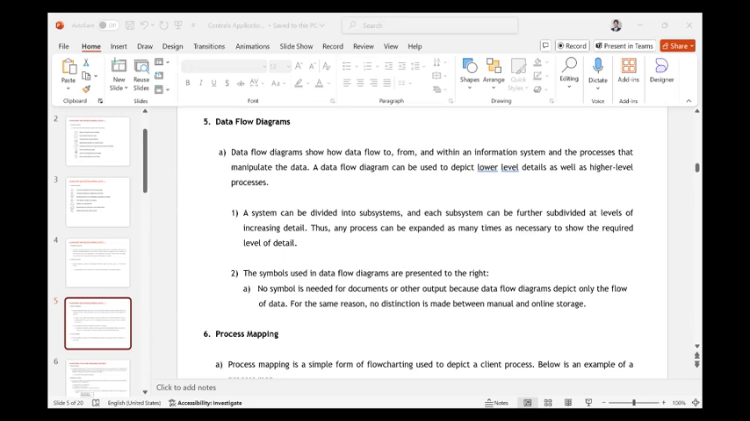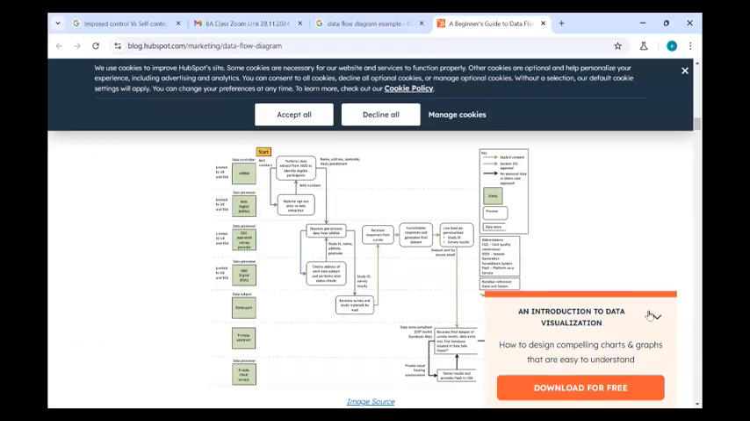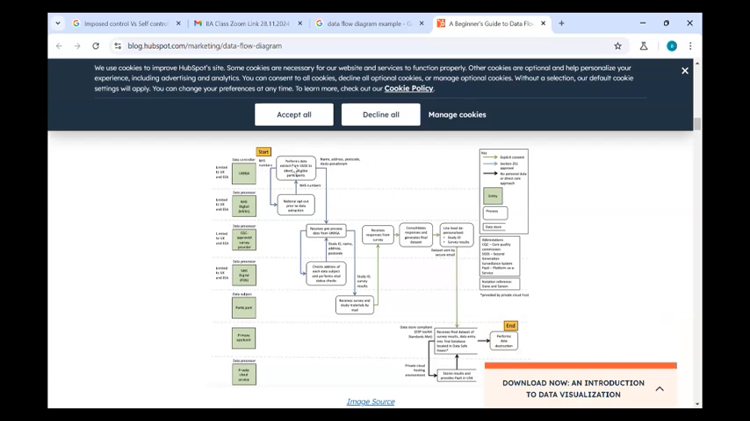Just go to Google and you can type. I will just show you a diagram. Just give me a second. If you get an MCQ where you're asked, what is the diagram that shows the flow of data in a system or process, that would be a data flow diagram, right? Can you see this diagram on the screen? It just shows how data flows.